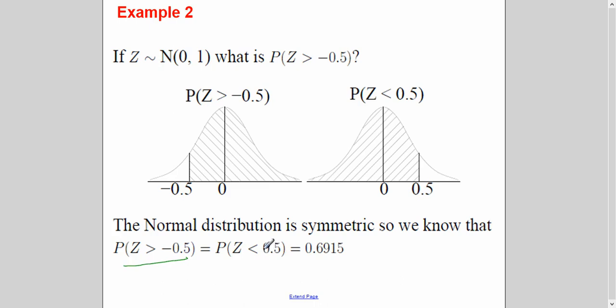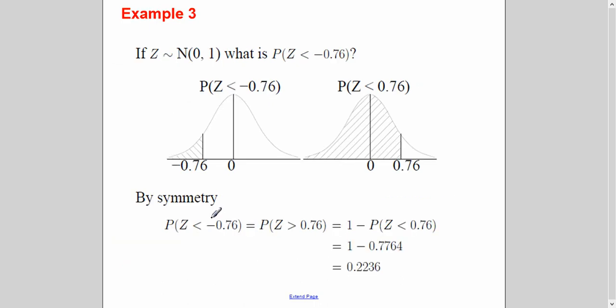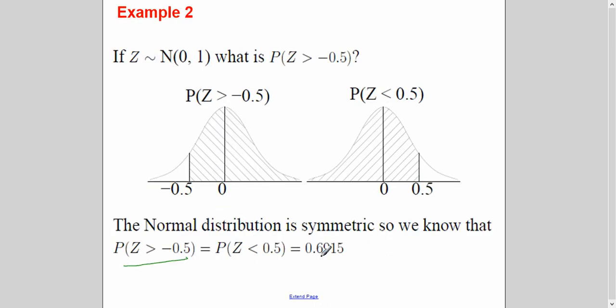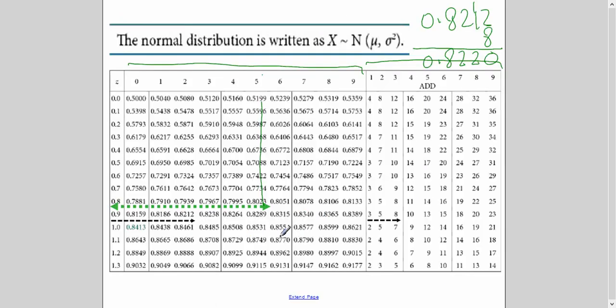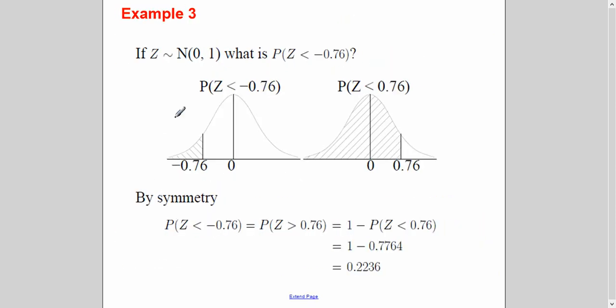And if we read it from the table, let me see here, it is coming 0.6915, 0.5. Let's check here. 0.5, there was no second digit, it means 0. So 0.6915 is my probability. So this is the case for 0.5, right? There is no second and third decimal place. Let's see this case. Z is less than minus 0.76.